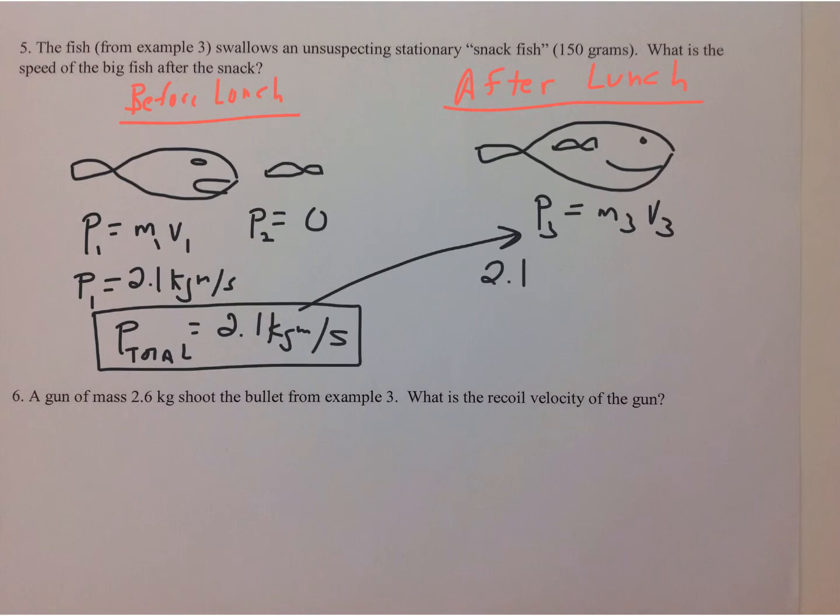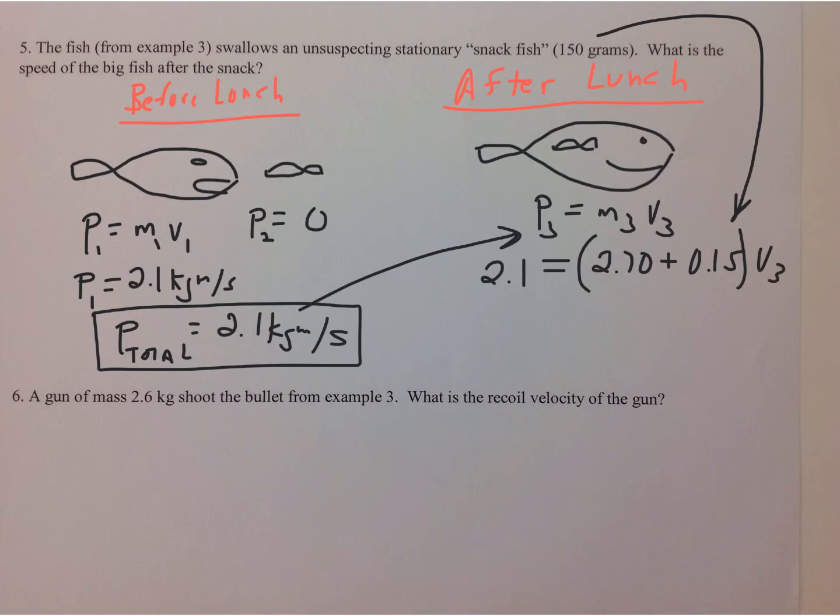So it's 2.1 units of momentum equals mass 3. But now mass 3 is going to be the sum of the two masses because now they're together. The big fish was 2.70 kilograms by itself. The little guy is 150 grams, which is 0.15 kilograms. And now we have times V3, which is the combined velocity.